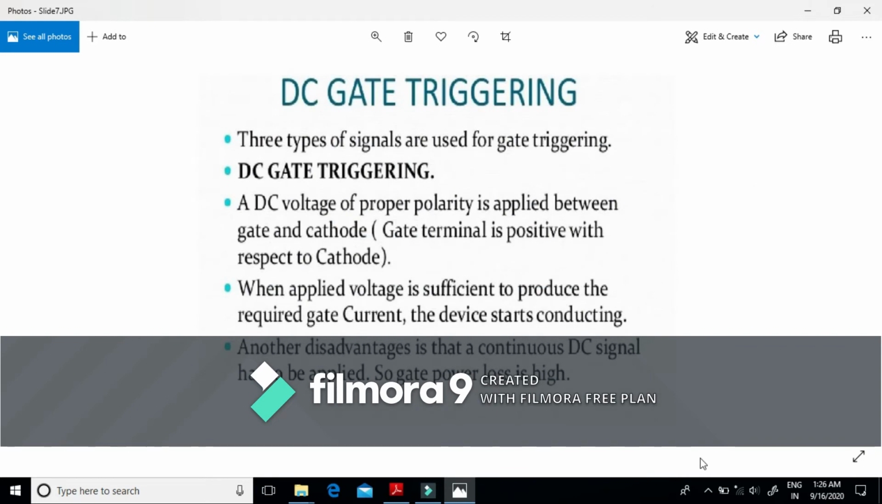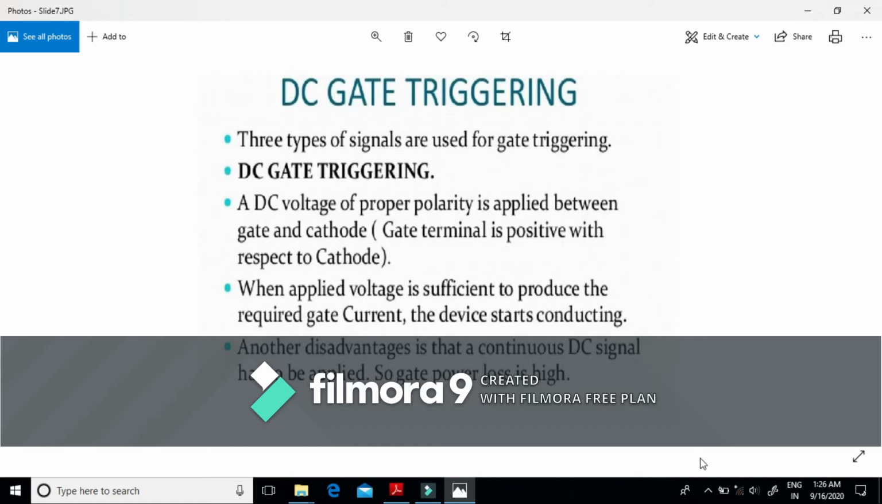The various firing circuit schemes include the three most commonly used types, that is DC gate triggering, AC gate triggering, and UJT triggering. Now, firstly, we are explaining DC gate triggering. What is this DC gate triggering? That means we are turning on the SCR by applying a DC gate to cathode voltage.